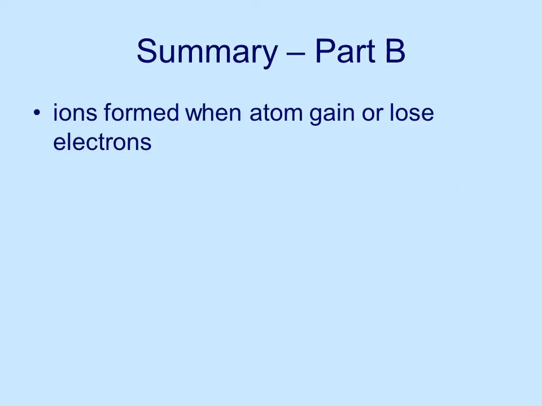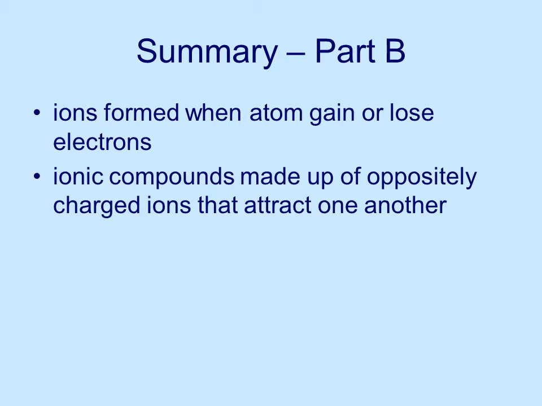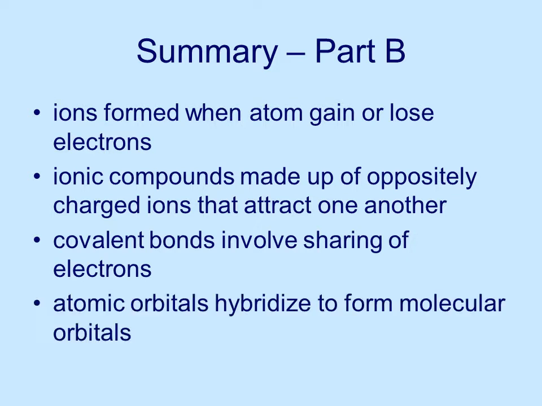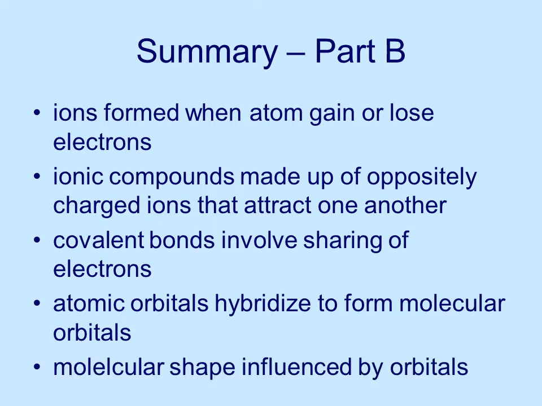So, we've talked about how ions form when atoms gain or lose electrons. Ionic compounds are made up of oppositely charged ions that attract one another. Covalent bonds involve a sharing of electrons, and atomic orbitals hybridize to form molecular orbitals. That's a quick summary of a lot of details. The molecular shape is influenced by the orbitals.